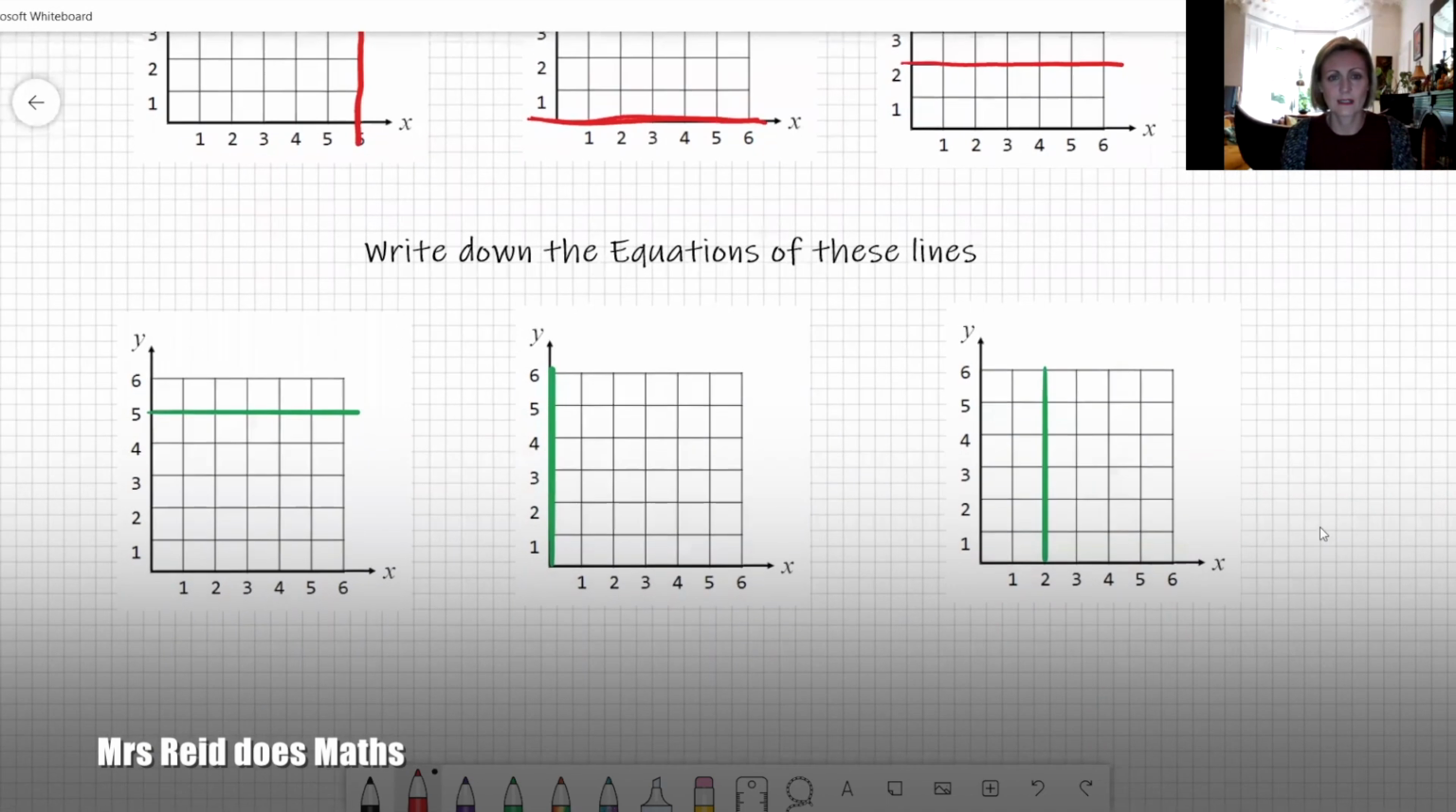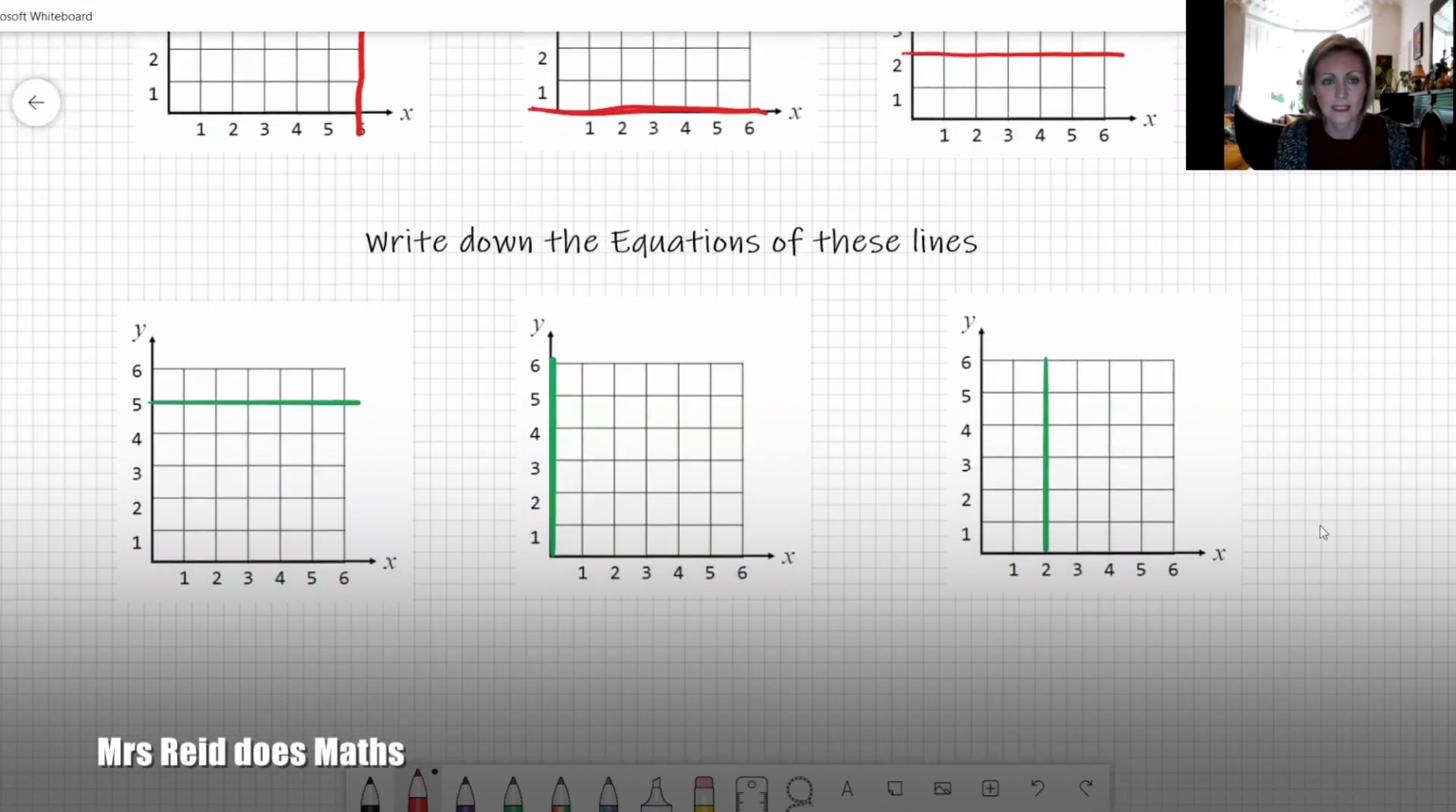And now the reverse of that, writing down the equation of these lines. Try and do this on your own if you've got something to write it down on, or just hold the answers in your head. This one here is 5 up in the y direction, and it's parallel to the x-axis, so that means it's y equals 5. It's always parallel to the opposite one.